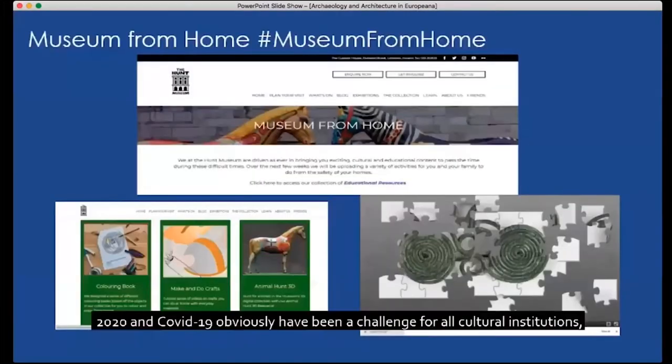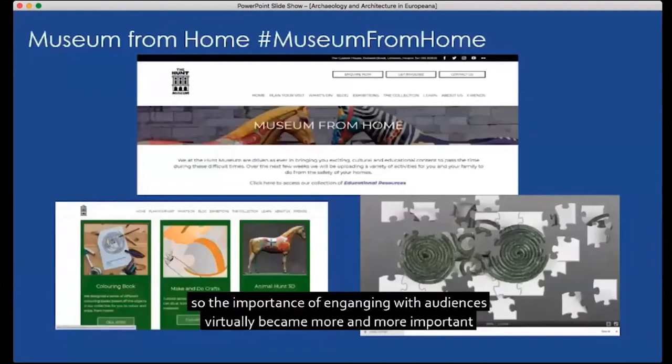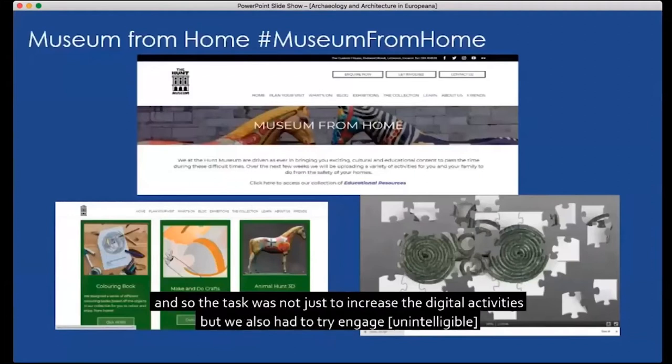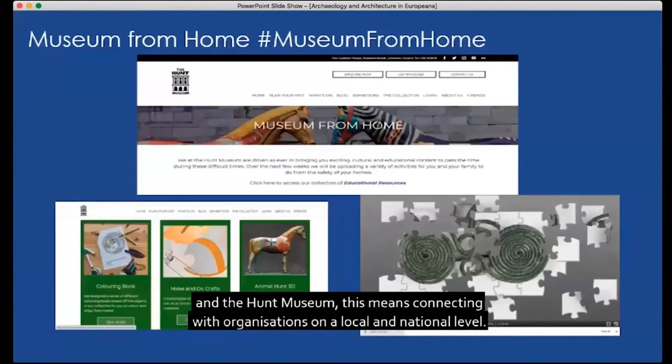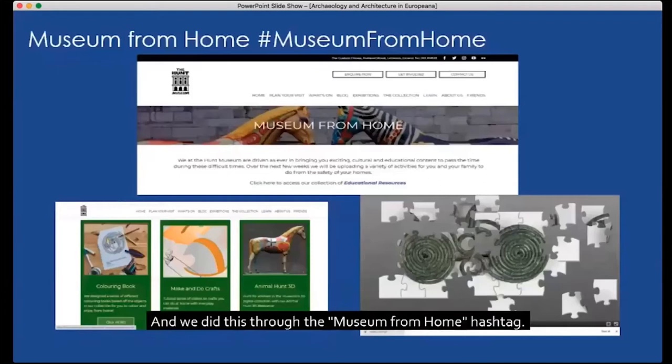So 2020 and COVID-19 obviously has been a challenge for all cultural institutions. So the importance of engaging with audiences virtually became more and more important. So the task was not just to increase the digital activities, but we also had to try and engage meaningfully. And for the Hunt Museum, this meant connecting with organisations on a local and national level. And we did this through the Museum from Home hashtag.